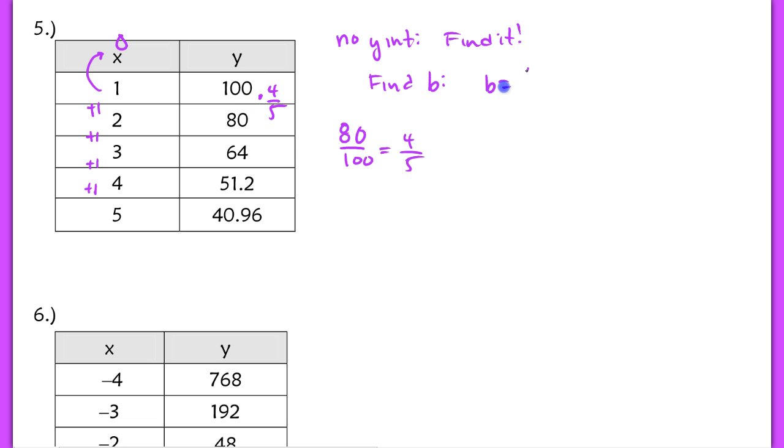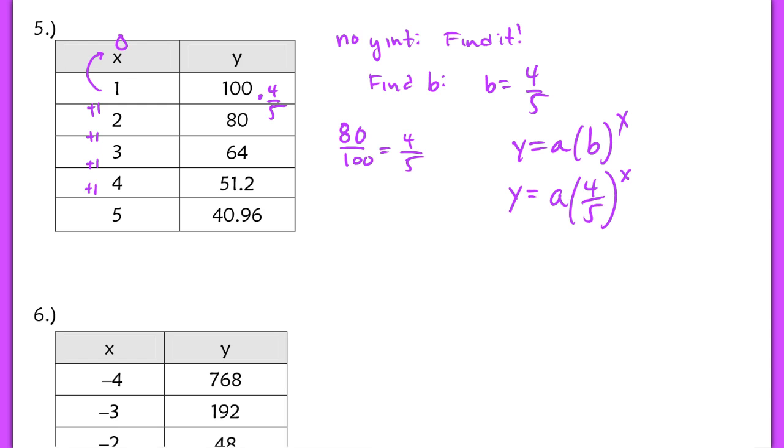So b is 4/5. And now I'm going to plug in what I know into y equals a times b to the x. So I end up with y equals a times 4/5 to the x power. Now, all I have left to do is find the a value. Now, like I said, I'm not going to find the actual y-intercept by going backwards, even though that would actually be easier here because I want to work on the skill that you're going to be using for the rest of these problems.